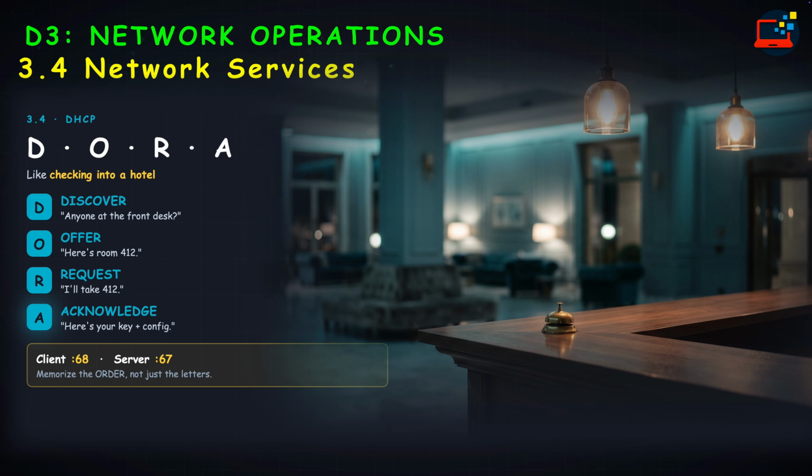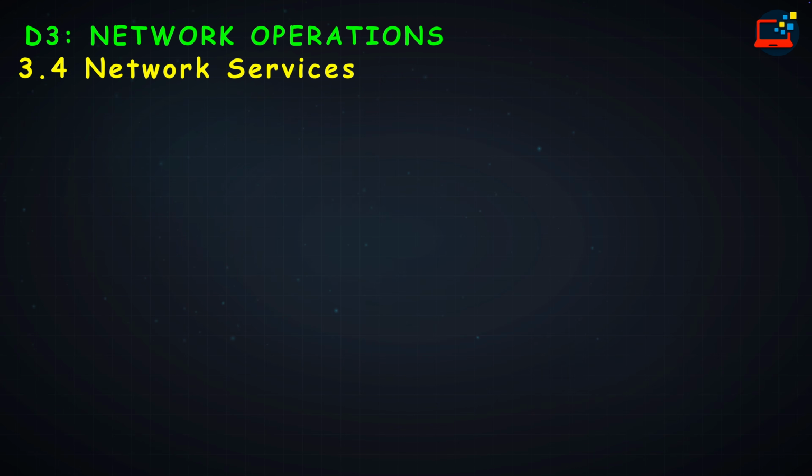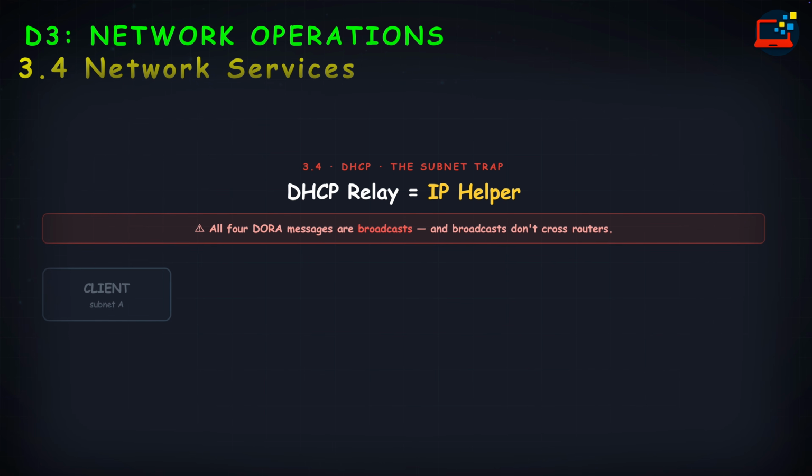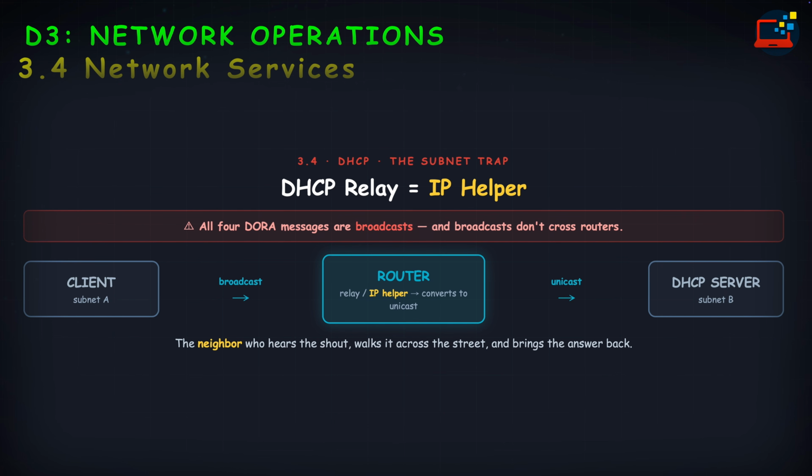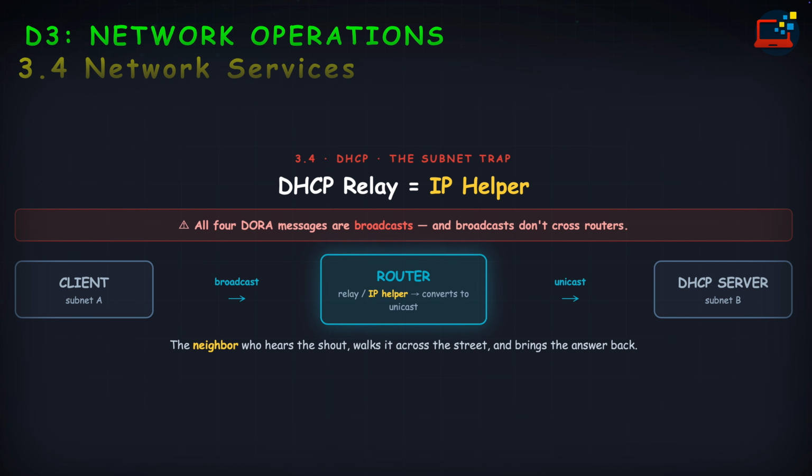The client uses port 68, and the server uses port 67. And here's a structural trap. Every one of those 4 messages is a broadcast, and broadcasts do not cross routers. So if your DHCP server is on a different subnet from the client, the conversation never reaches it. The fix is a DHCP relay, also called an IP helper, configured on the router.